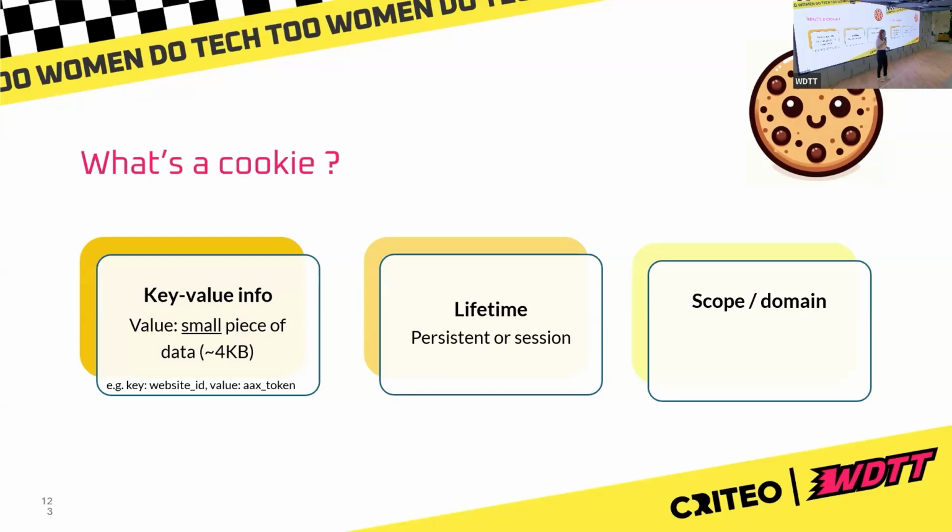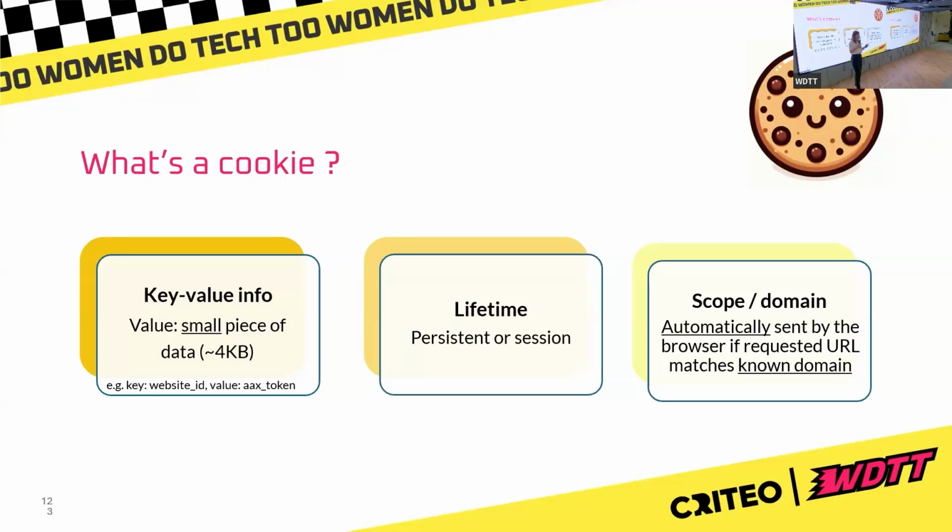But the most interesting properties are the scope or the domain. Because each time your browser contacts a URL, if it is in the known domain, then we will automatically send the data associated to the cookie. So it's quite useful. You might already have heard about cookies in 2 terms. The first one is first-party cookies, and the second one is third-party cookies. Now that you have the properties and the purpose, it will be easier to understand these 2 terms.